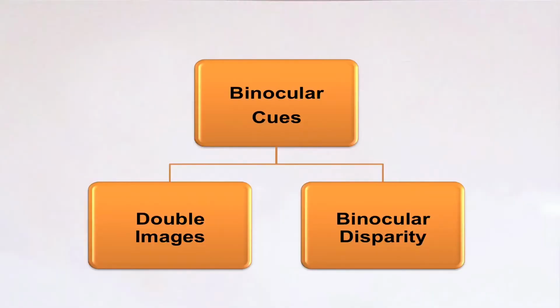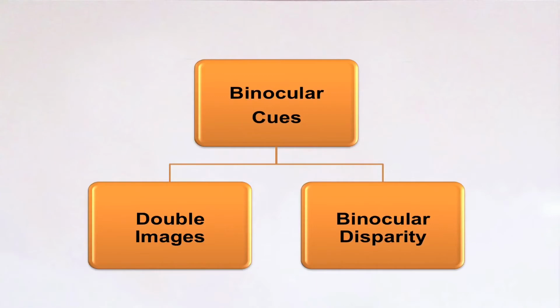Let us talk about another category of cues that help us in perceiving and organizing the information in the world around us. These are known as binocular cues. Binocular cues, unlike the two cues, that is accommodation and convergence, emanate from the retinal image itself. These cues are of two types: double images and binocular disparity. Let's talk about them one by one.